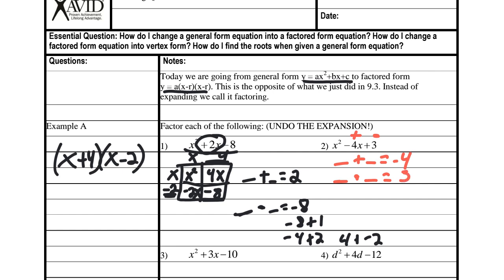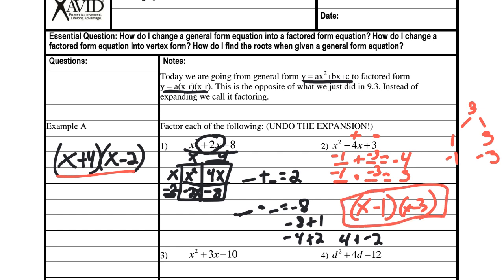So now I can just go through and look at the factors of 3. So what multiplies to 3? Well, that's 1 and 3, or negative 1 and negative 3. And then which one of those adds to negative 4? Well, that would be negative 1 and negative 3. And then I can go straight to my parentheses and have it be x minus 1 and x minus 3. And then that would be your final answer.